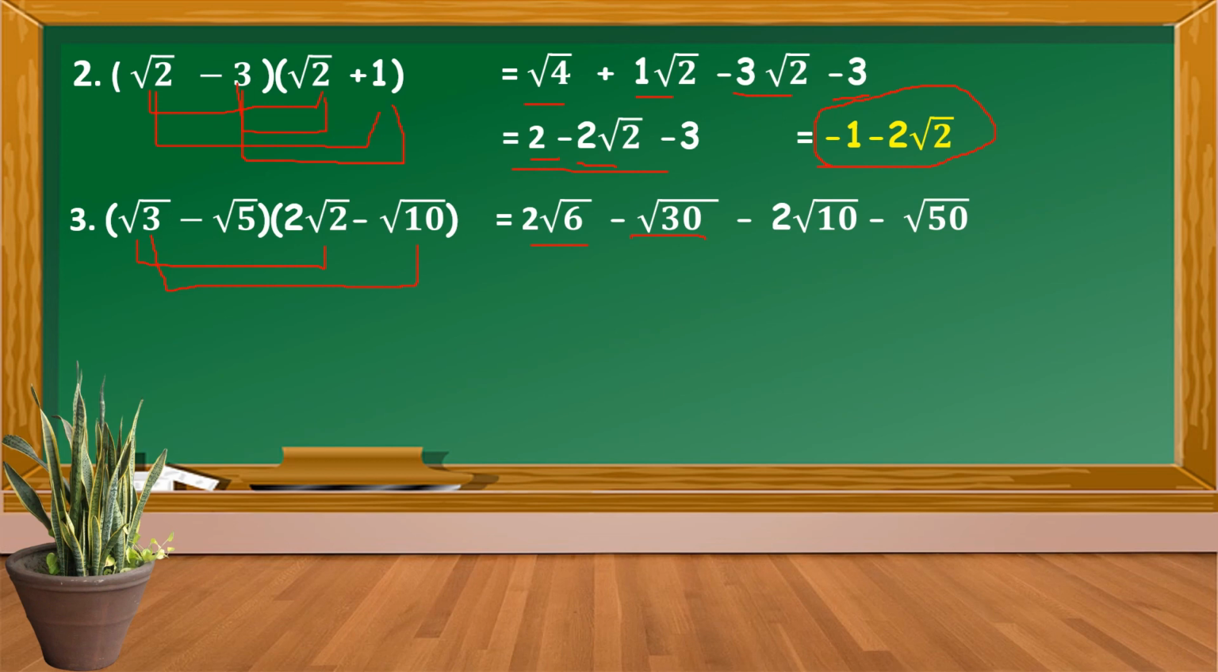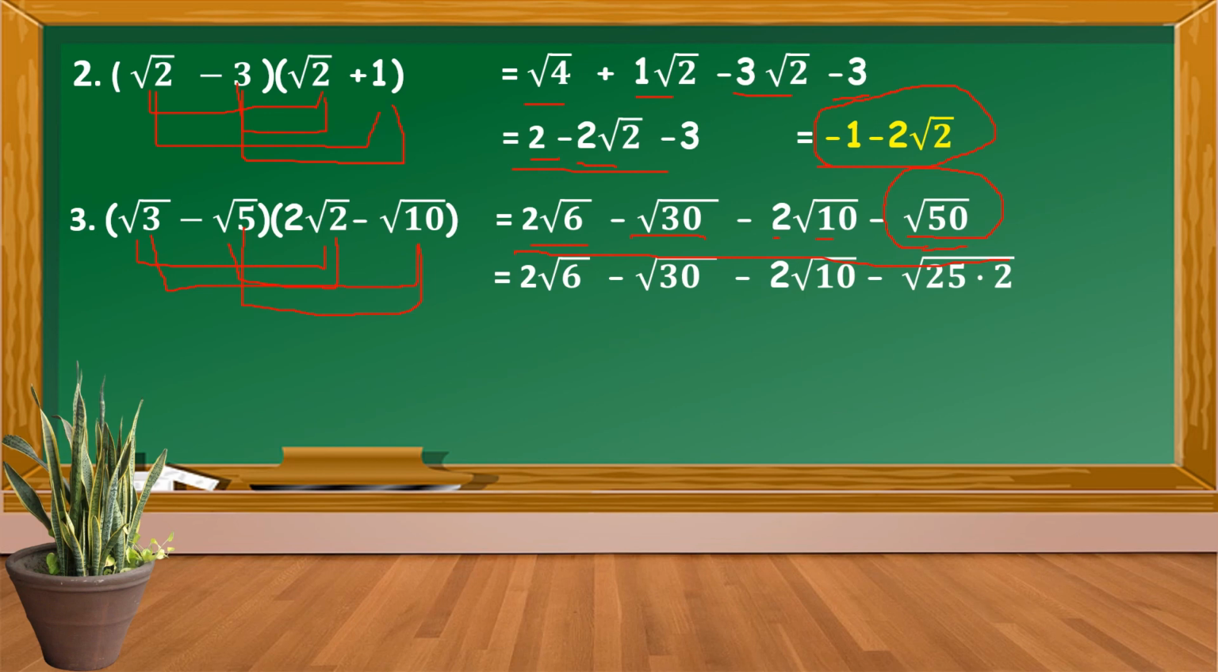Then, inner. So, square root of 5 times 2 square root of 2. So, maging 2 square root of 10. 5 times 2 is 10. Next, negative square root of 50. Why square root of 50? Because 5 times 10 is 50. Then, we will examine this answer if may mga terms ba na pwede pa i-simplify. So, may isang term na pwede i-simplify, that is square root of 50.